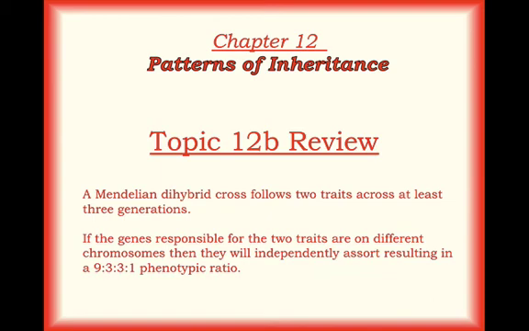To review, a Mendelian dihybrid cross follows 2 traits across at least 3 generations. If the genes responsible for the 2 traits are on different chromosomes, then they will independently assort, resulting in a 9:3:3:1 phenotypic ratio.